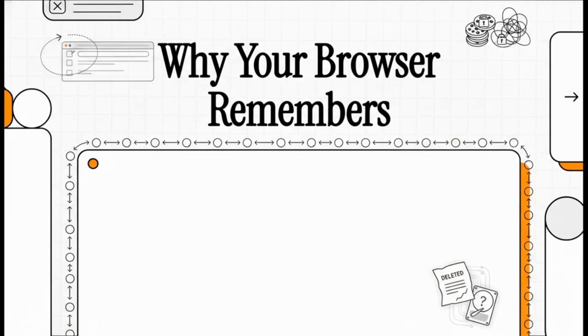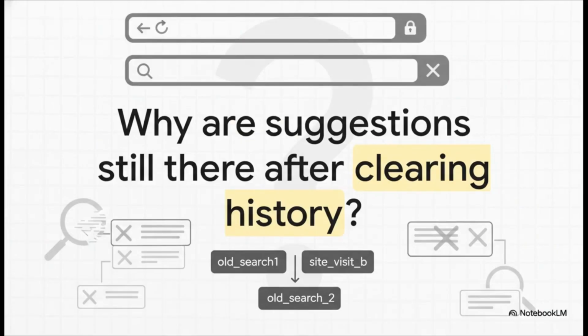You know that feeling, right? You tell your browser to forget something, and it just doesn't. So you did it. You clicked Clear History. You think you've got a clean slate. But then you go to type something into a search bar and there they are. The same old suggestions staring right back at you.